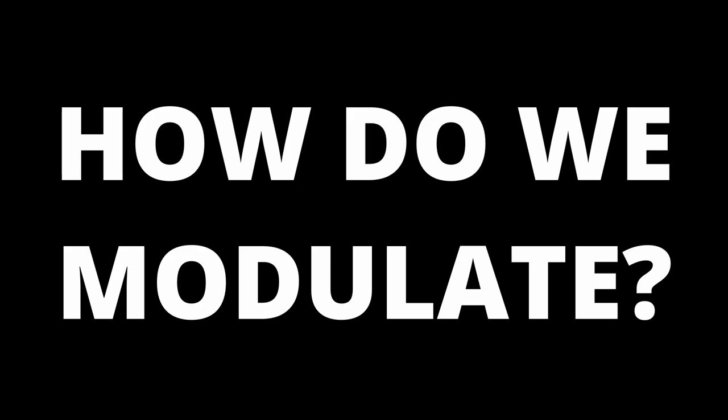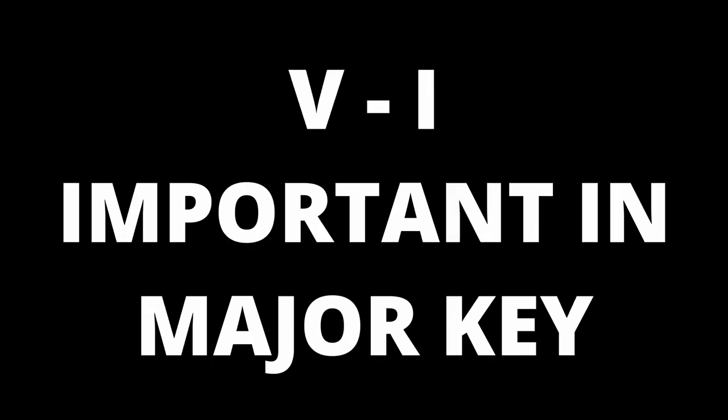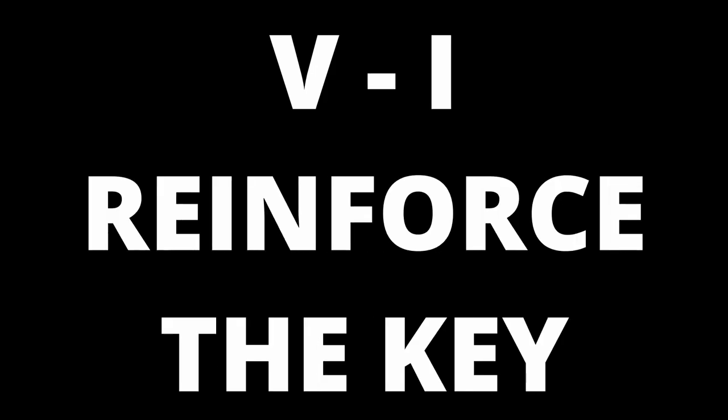So now we know what relative keys are and how to find them. But how do we write a relative modulation for our song? We'll start by looking at moving from a minor key to its relative major. One of the most important relationships in major key songs is between the 5 chord and the 1 chord. Moving from 5 to 1 is called a perfect cadence. Playing this chord change will provide a very strong feeling of returning home. By doing so, it will reinforce the major key feeling.